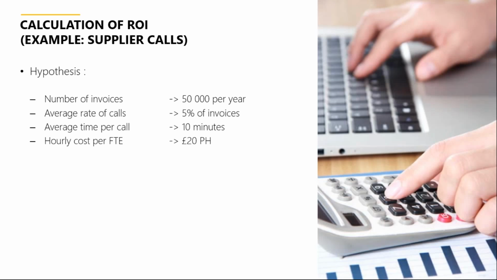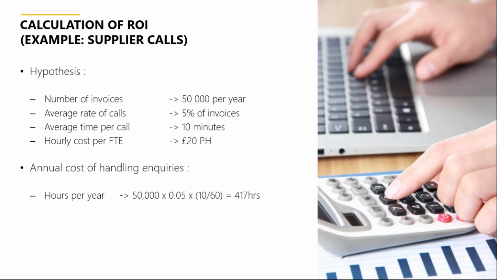Okay. Now, you can take these figures and work it out yourself, but what I would like you to do is to apply your invoice volume to this, and then still go 5% of invoices, 10 minutes, £20 per hour. And what we're looking to do is extrapolate out of that how many hours we're talking about. So, based on hours per year, we're talking about 417 hours for 5% of invoices, with 10 minutes per call.